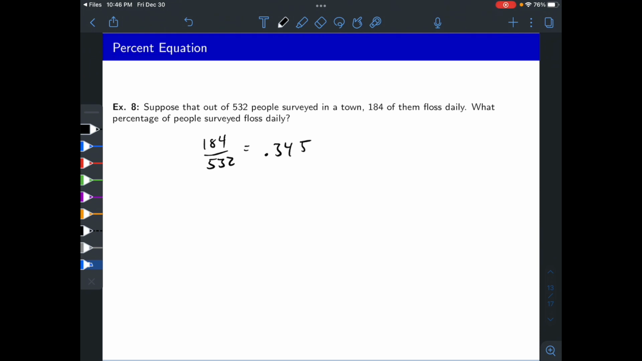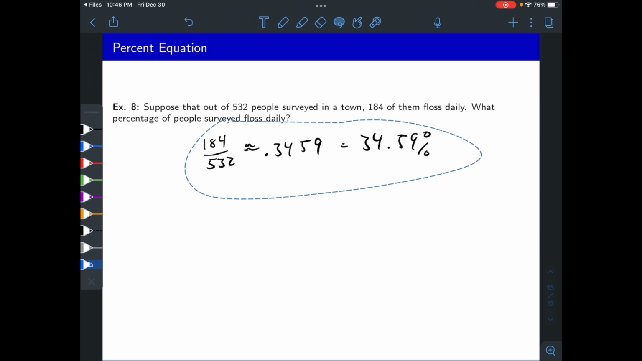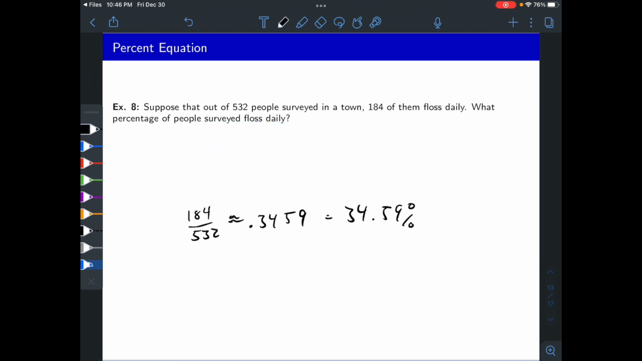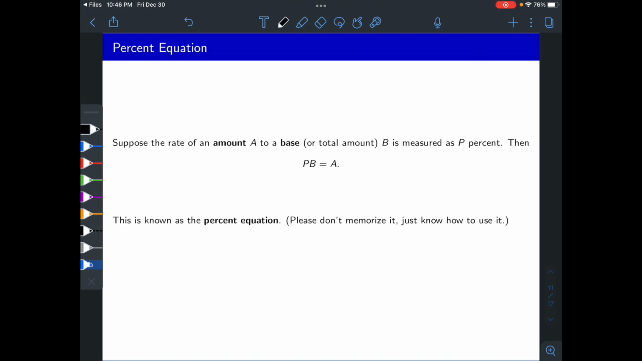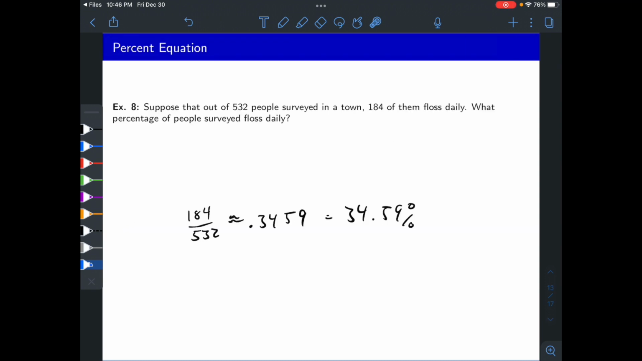This is like 0.34586, so I'll just say 59. So it's roughly equal to 34.59%. This is kind of coming from the percent equation. I'll come back to the previous slide, but whatever.